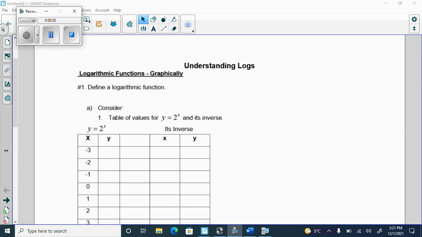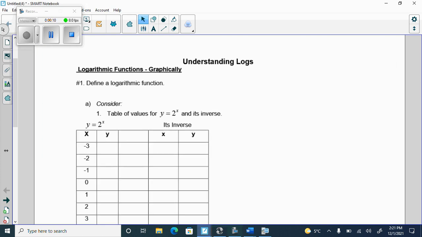function compared to an exponential function. So if we look at 2 to the power x, y equals 2 to the x. Okay, if we look at y equals 2 to the x, and we want to get the y that goes with this, we actually just have to do the math to it.